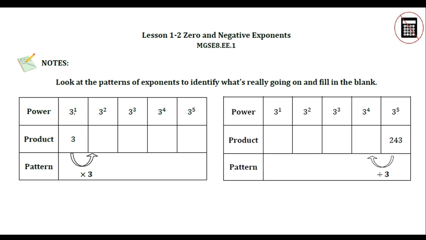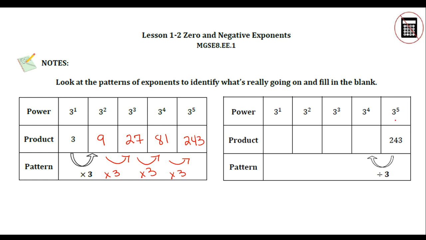So we have a base of 3, and we have one of those 3's. Then we have 3 squared, which is 3 times 3, and that gives us 9. And then we're going to keep repeating times 3. So 3 to the third is 27. 3 to the fourth is 81. And 3 to the fifth is 243. So exponents just means repeated multiplication.